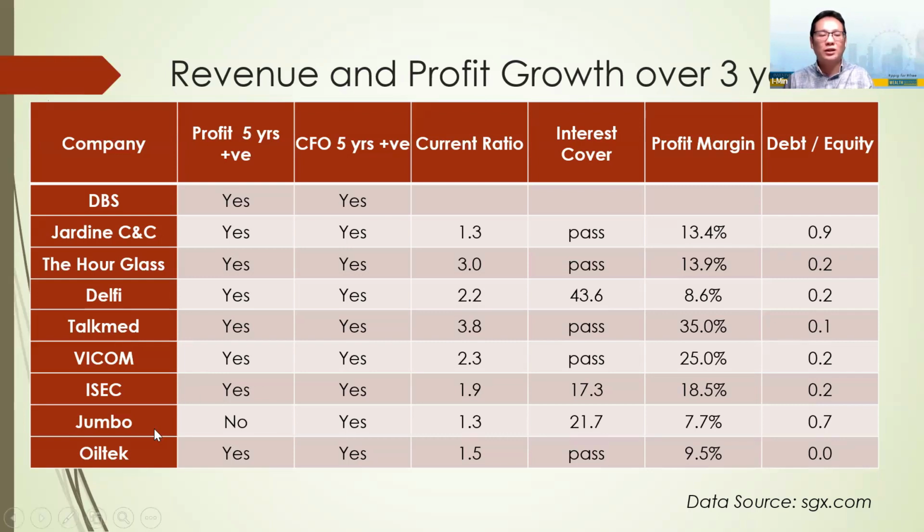Jumbo. Jumbo didn't pass, but I still put it in here because, for obvious reasons, Jumbo was badly affected during the COVID period. The past 5 years means 2019 to 2023. During the COVID period, they were obviously affected. Cannot go to restaurants and eat. So I excuse it because I know the special circumstances why it didn't pass. That's why I still put Jumbo here.